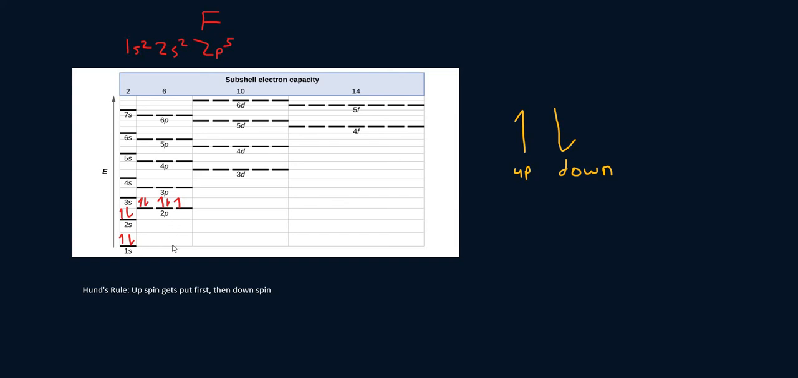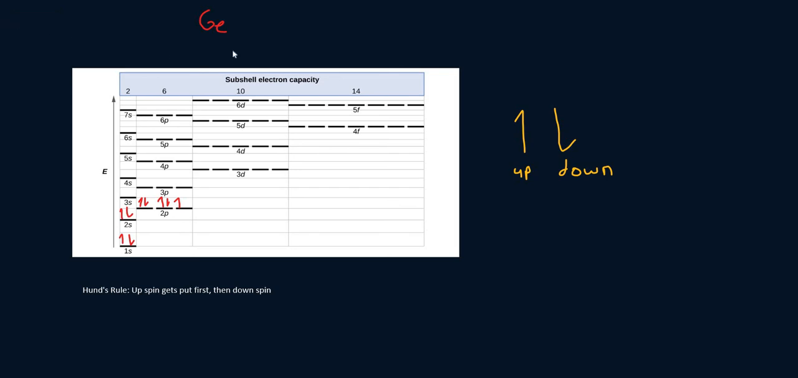So hopefully that gives you an idea of how to do the orbital diagrams. You just write out your configuration and just start filling in the slots with the arrows corresponding to your configuration. And make sure you follow Hund's rule. Put the up spin first, then go back and put the down spin. Let's look at one more example. So let's look at germanium.